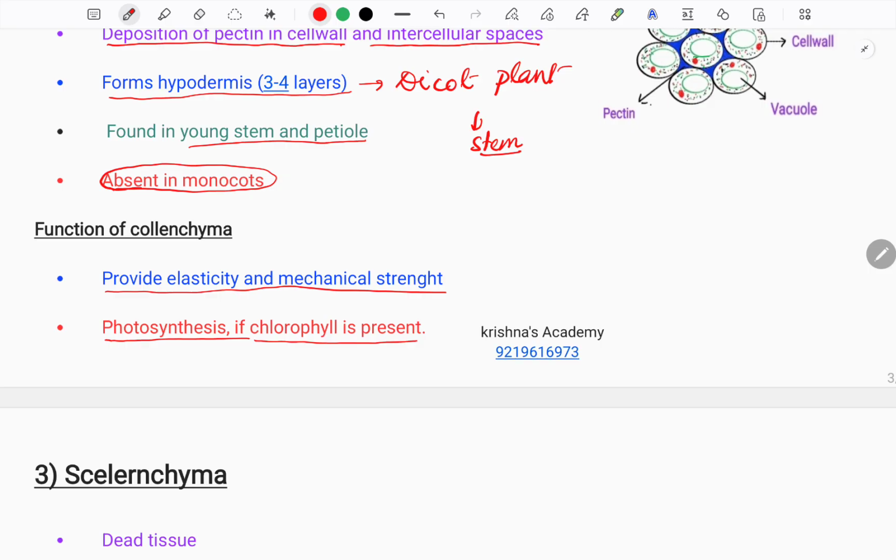In the dicot plant, in the young stage, the stem also has chlorophyll. Whenever it becomes woody, it loses the hypodermis and becomes brown in color. So young stems are capable of photosynthesis due to the presence of collenchyma having chlorophyll.